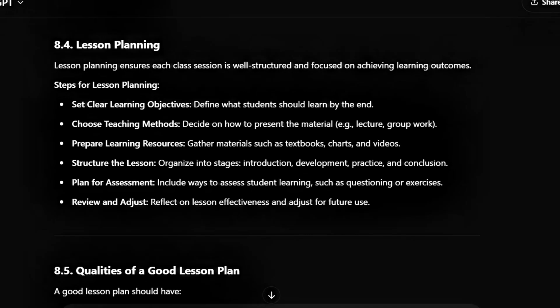Structure the lesson. Organize into stages. Introduction, development, practice, and conclusion. Plan for assessment. Include ways to assess student learning, such as questioning or exercises. Review and adjust, reflect on lesson effectiveness, and adjust for future use.